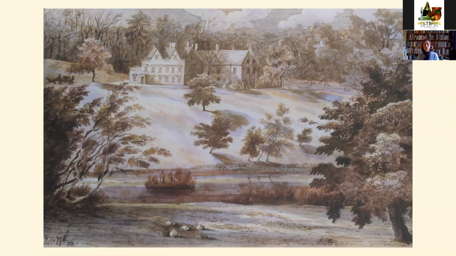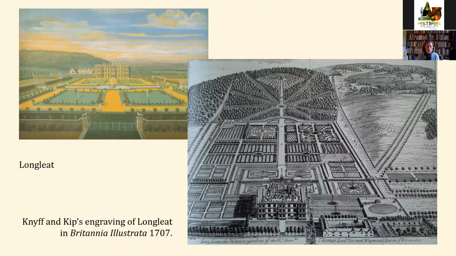So although we haven't got a painting of Whetham in around 1700, we do actually have a good idea of what the landscape was like at the beginning of the 18th century. And like Longleat, it was geometric in character. So I've gone back to the pictures of Longleat because I want you to hold this idea of the axial landscape in your minds.